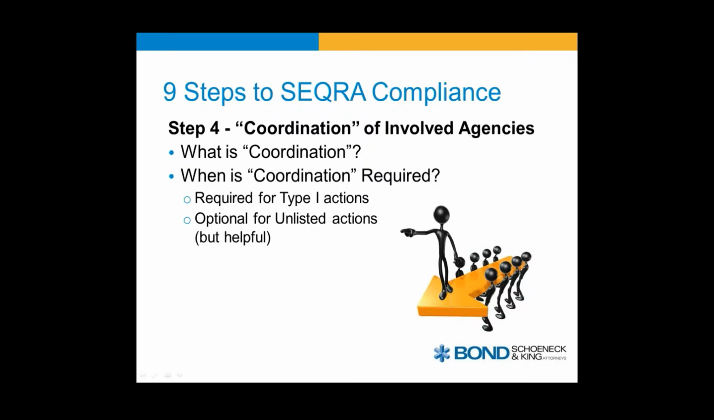For unlisted actions, whether to coordinate or not is really a judgment call. If the environmental review is uncoordinated, then each involved agency will review the environmental impacts of the project independently. However, if any involved agency identifies a significant adverse impact that requires the preparation of an environmental impact statement, then the uncoordinated review process ends, and that agency must initiate a coordinated review process. So that is a reason to always consider coordinating review, even for unlisted actions.